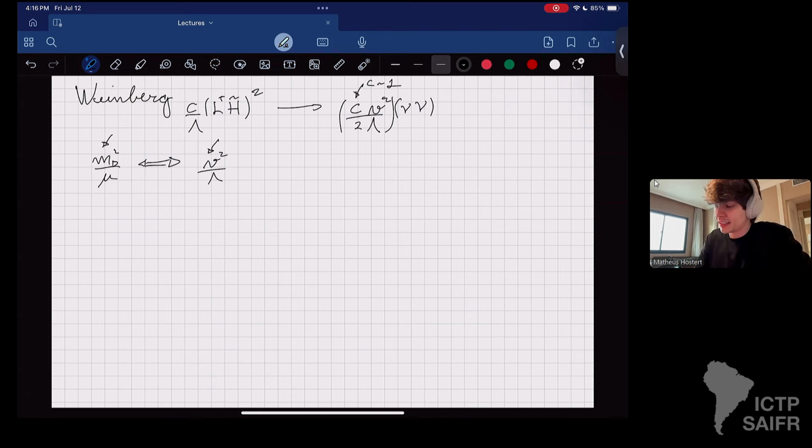Basically, it means that you can identify in the seesaw mechanism the scale mu with the scale lambda of the Weinberg operator. And the way to think about it is that the Weinberg operator is an effective operator that can come from the seesaw model.